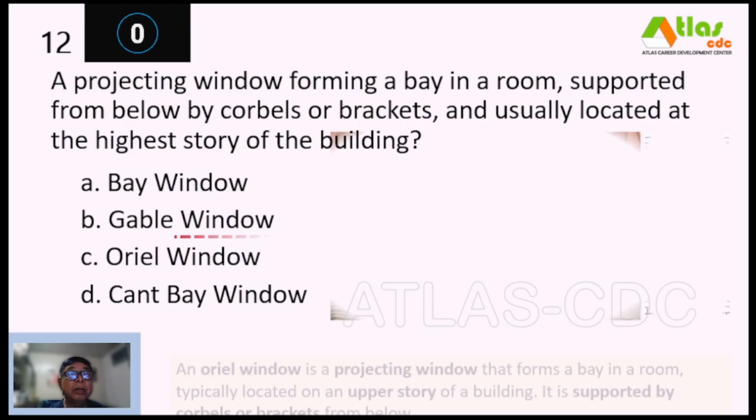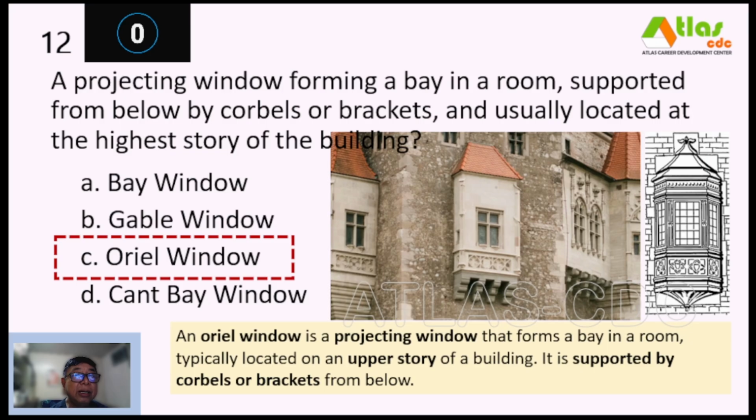And our correct answer is letter C, Oriel window. So an Oriel window is a projecting window that forms a bay in a room, typically found on an upper story of a building. It is supported by corbels or brackets from below.